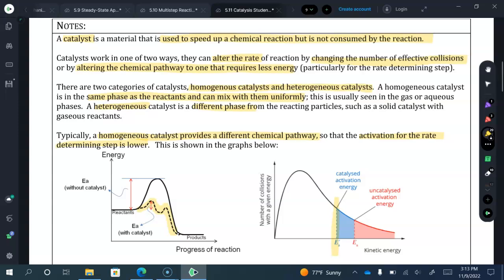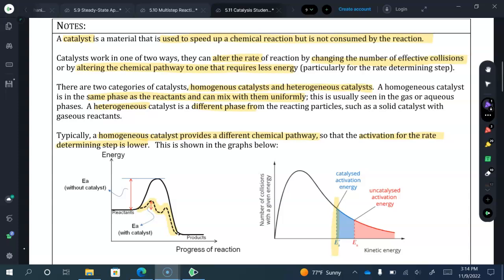They can alter the rate of the reaction by changing the number of effective collisions. There are two categories of catalysts, homogeneous catalysts and heterogeneous catalysts. A homogeneous catalyst is one in the same phase as the reactants and can mix with them uniformly. This is usually seen in a gas or aqueous phase. A heterogeneous catalyst is a different phase from the reacting particles, such as a solid catalyst with gaseous reactants.